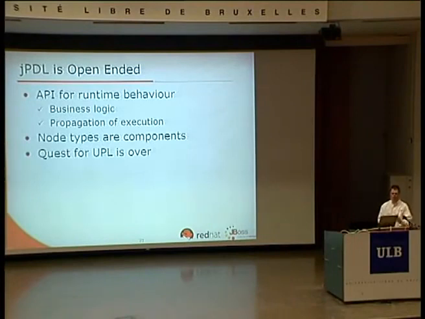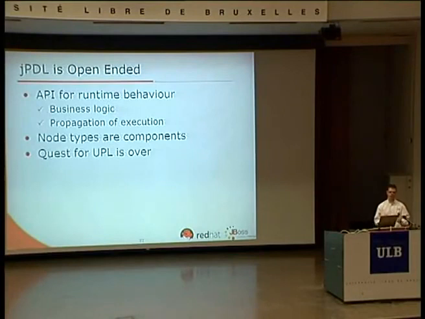So there is an API for describing runtime behavior. And basically, on the one hand, you can do everything you can do in Java. On the other hand, you can access the process variables, the process state, and everything related to your long-running processes. And also, if you're implementing a workflow construct, you can determine the propagation of execution. This is really a new concept if you're just used to a sequence of instructions in a normal programming language. This is something different.